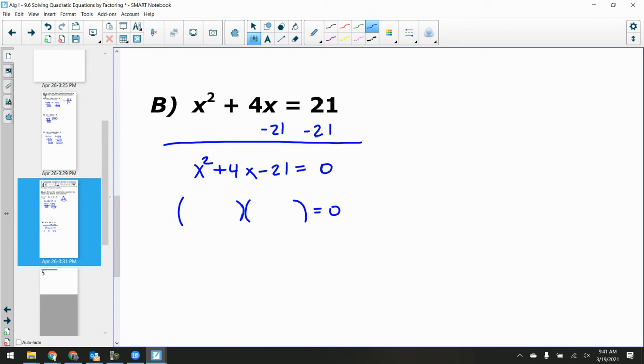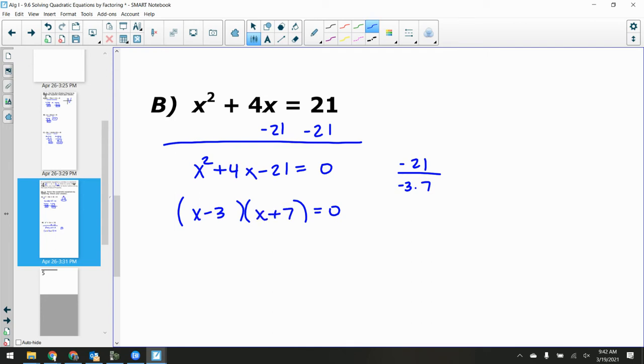What two factors work here? Okay. 3 and negative 7. Whoa, the other way around. Negative 3 and 7. Good. Negative 3, positive 7. X minus 3, x plus 7.